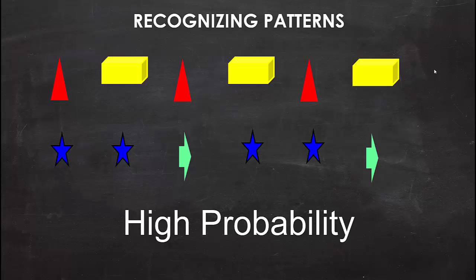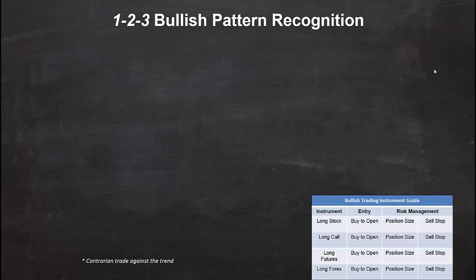Triangle, rectangle, triangle, rectangle, triangle, rectangle. Star, star, arrow, star, star, arrow. But when you look at a chart, you might think it's a lot more complicated. It doesn't have to be. Charts just have more bells and whistles on them, but you have a very similar pattern recognition.